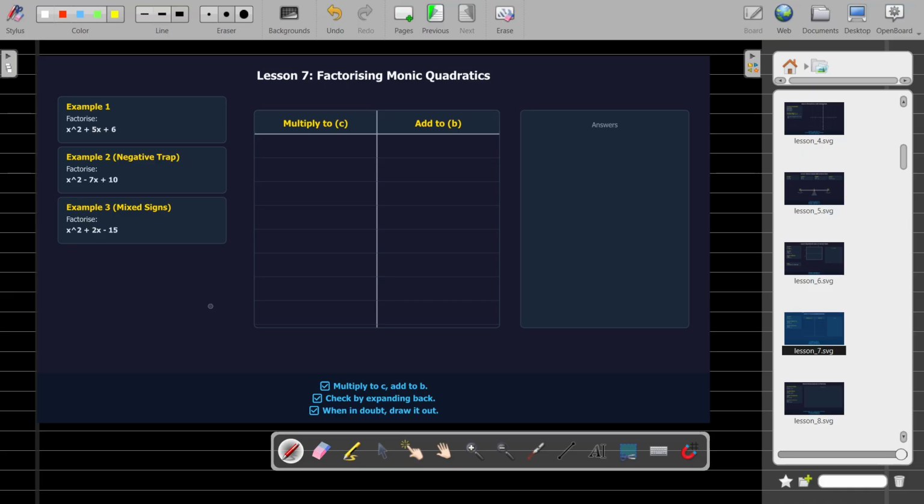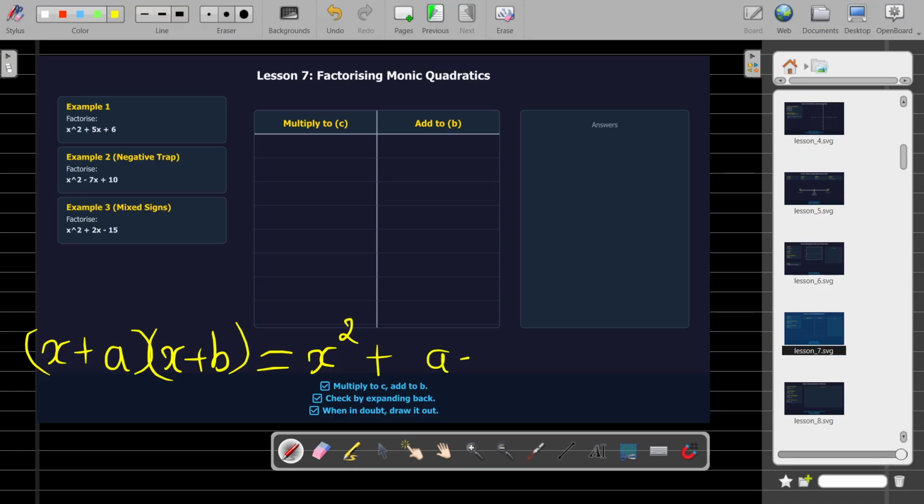Remember the pattern from the last video when we expanded x plus a times x plus b. We usually got an answer of x squared, with the middle coefficient being a plus b times x, and then the constant was a times b. So when we need to factorize this, we need to reverse engineer. We need to find the two numbers that add to give us the middle coefficient and multiply to give us the constant.